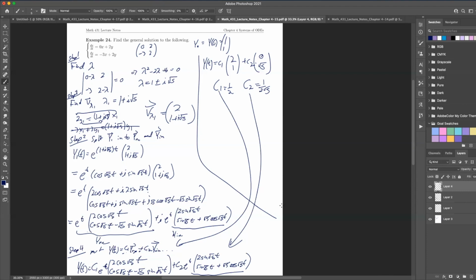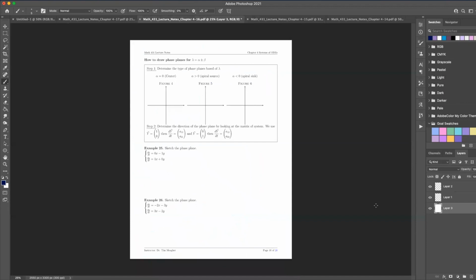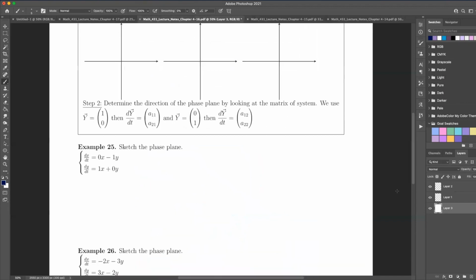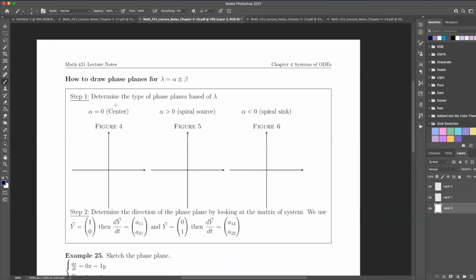So, all right, let's go to the next page. How do we draw this mess? Here it's all determined by lambda, and basically by what the real part is. If the real part is 0, notice that we get only sines and cosines. And if we only get sines and cosines, we're going to get some sort of circular thing that goes around and around in some sort of pattern, right? And we call these centers.